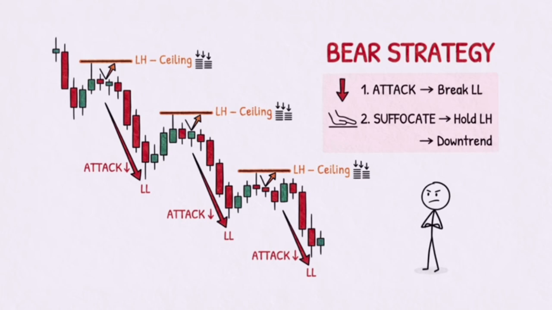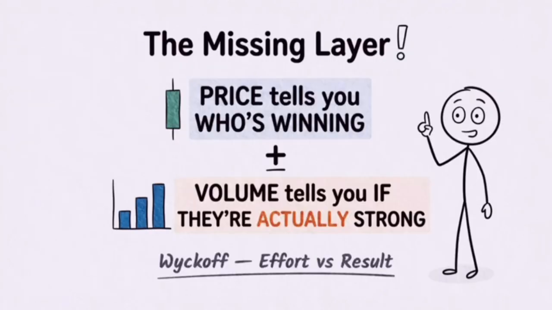The bear strategy is the mirror image. Attack and suffocate. They use aggressive market sells to break through bull defenses. And then they suffocate at every structural high, every lower high. Clusters of sell orders pile up. Limit sells, reactive shorts, algorithms. Every recovery attempt gets smothered at these ceilings. The result, lower highs. The ceiling keeps dropping. That's a downtrend. But here's the critical piece that most people miss.